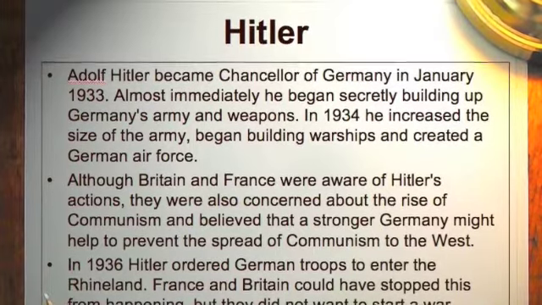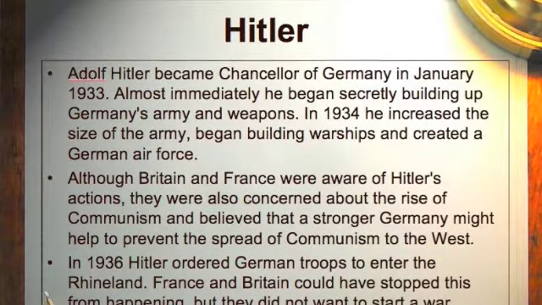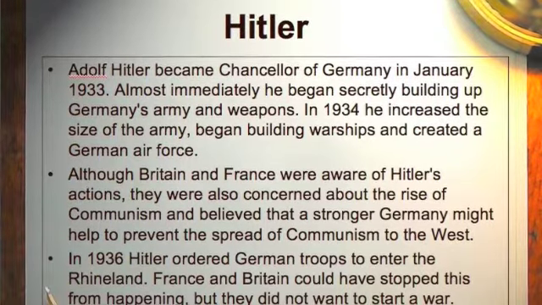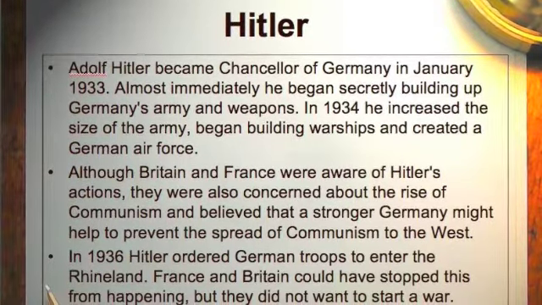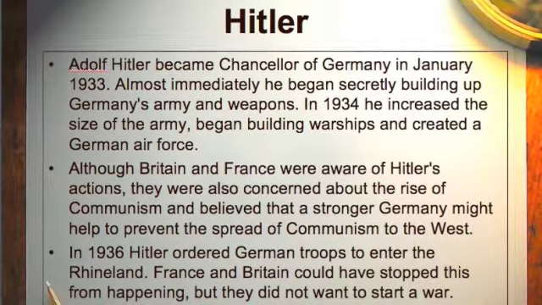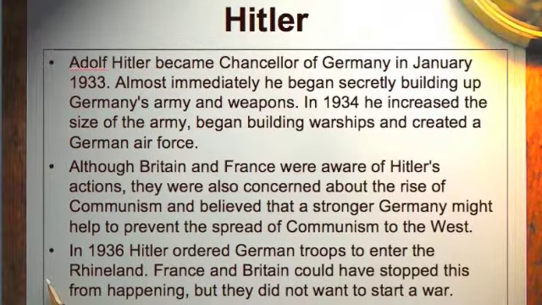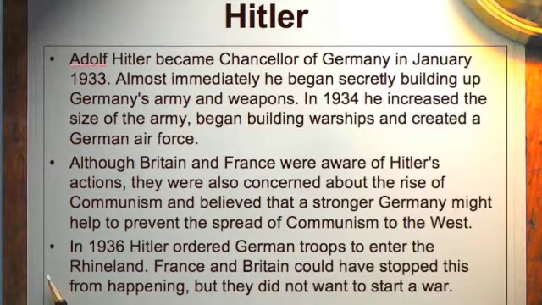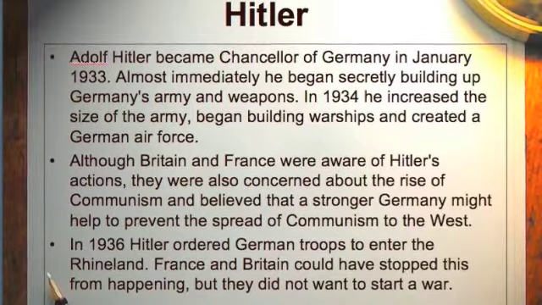Adolf Hitler became Chancellor of Germany in January 1933. Almost immediately, he began secretly building up Germany's army and weapons. In 1934, he increased the size of the army, began building warships, and created a German air force. Although Britain and France were aware of Hitler's actions, they were also concerned about the rise of communism and believed that a stronger Germany might help prevent the spread of communism to the West.